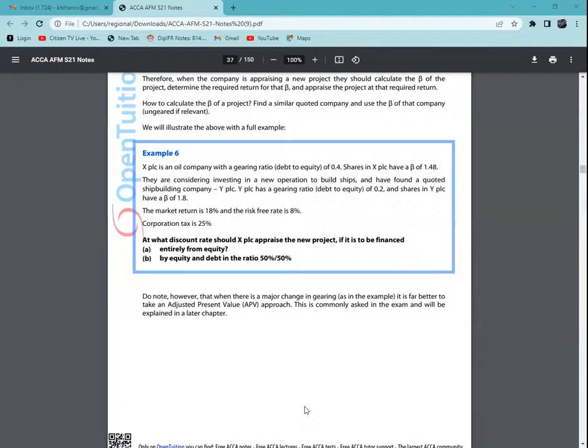From there, we have a corporation tax rate of 25%. So what discount rate should XPLC use to appraise the new project if it is to be financed, A, entirely from equity, and B, equity and debt in the ratio of 50-50?